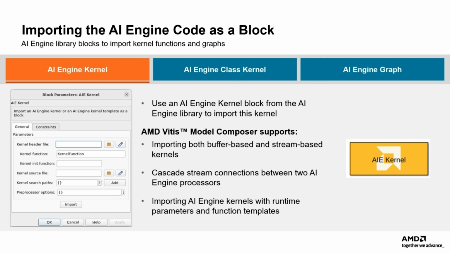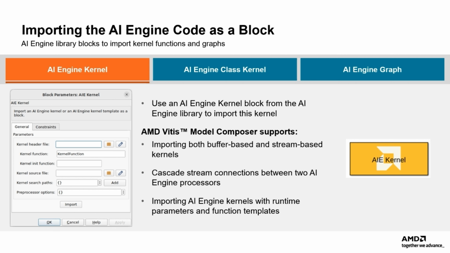Now let's look at non-class-based kernels. To import a non-class-based AI engine kernel as a block into Model Composer, you will need to use an AIE kernel block from the AI engine library. Double-clicking the block symbol displays the parameters of the AI engine kernel block as shown. You will need to update the block mask parameters in order to import the kernel function as a block. Model Composer supports importing both buffer-based and stream-based kernels. The tool also supports cascade stream connections between two AI engine processors.